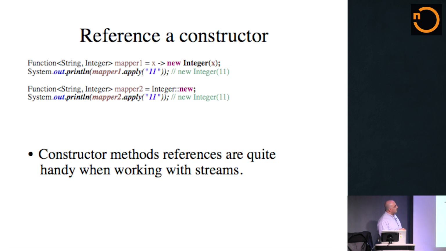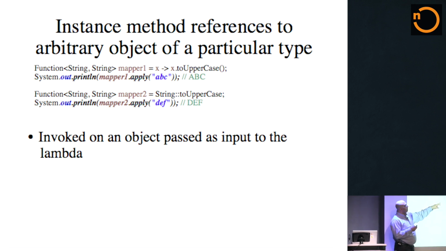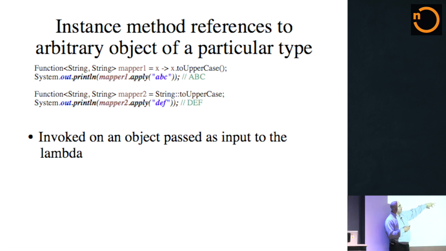All right, so that's how you do it for an object. You can also reference a specific method. Let's say you had x and you wanted to call x.toUpperCase. Instead of writing x arrow x.toUpperCase, you could say String::toUpperCase. And what that means is invoke the toUpperCase method on the parameter that's passed to the Lambda. So when you call mapper2.apply with "def", it's going to take the "def" string and call the toUpperCase method on that.